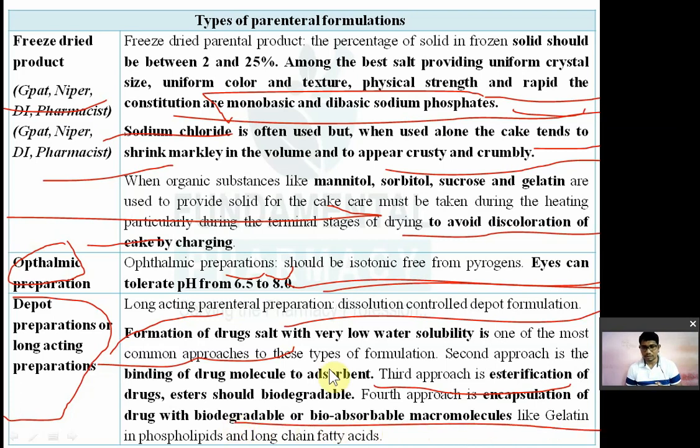तो इन चार मेथड से आप डेपोट प्रिपरेशन या फिर लॉन्ग एक्टिंग पेरेंटल प्रिपरेशन बना सकते हो. First is by making drug salt which are having less water solubility so that you can prolong the action. Then by binding the drug with adsorbent molecule. Third approach is esterification of drug with biodegradable esters. Fourth approach is the encapsulation of drug with biodegradable polymer or bioabsorbable polymer, for example, like gelatin, phospholipids, and long chain fatty acids. So that's how you can make long acting parenteral products.